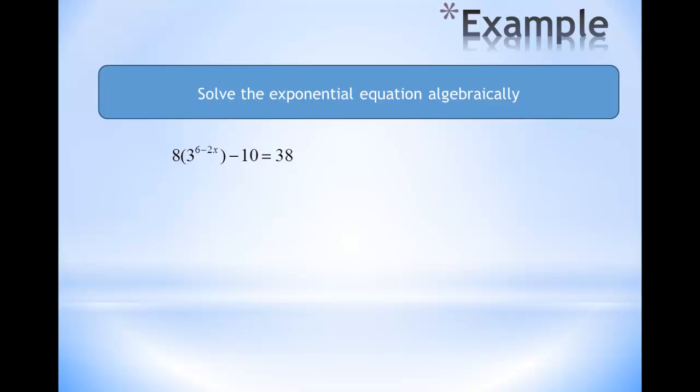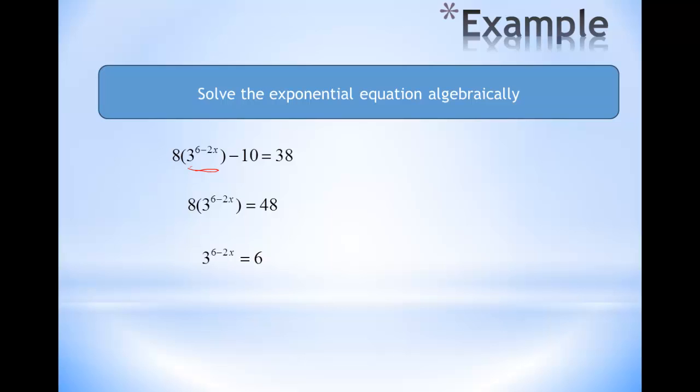A little more in depth on this one here. Again, we want to isolate this term right there. Okay. Let's bring the 10 over. Let's add 10 to both sides. The next step I would do would be to divide by 8, and I get 3 to the 6 minus 2x is equal to 6.